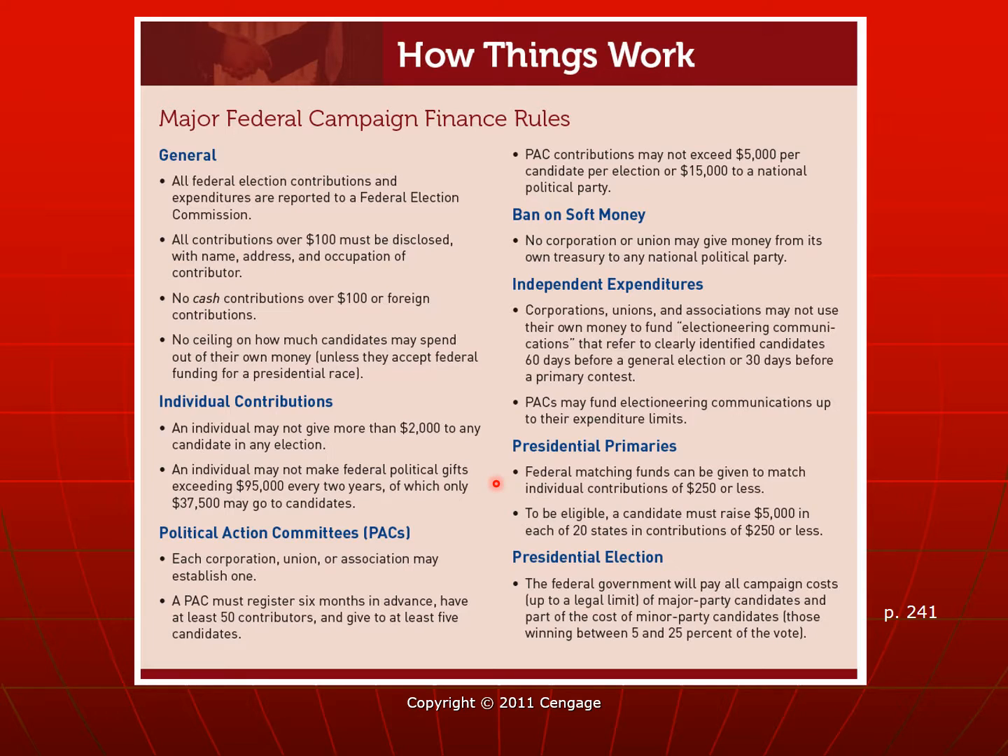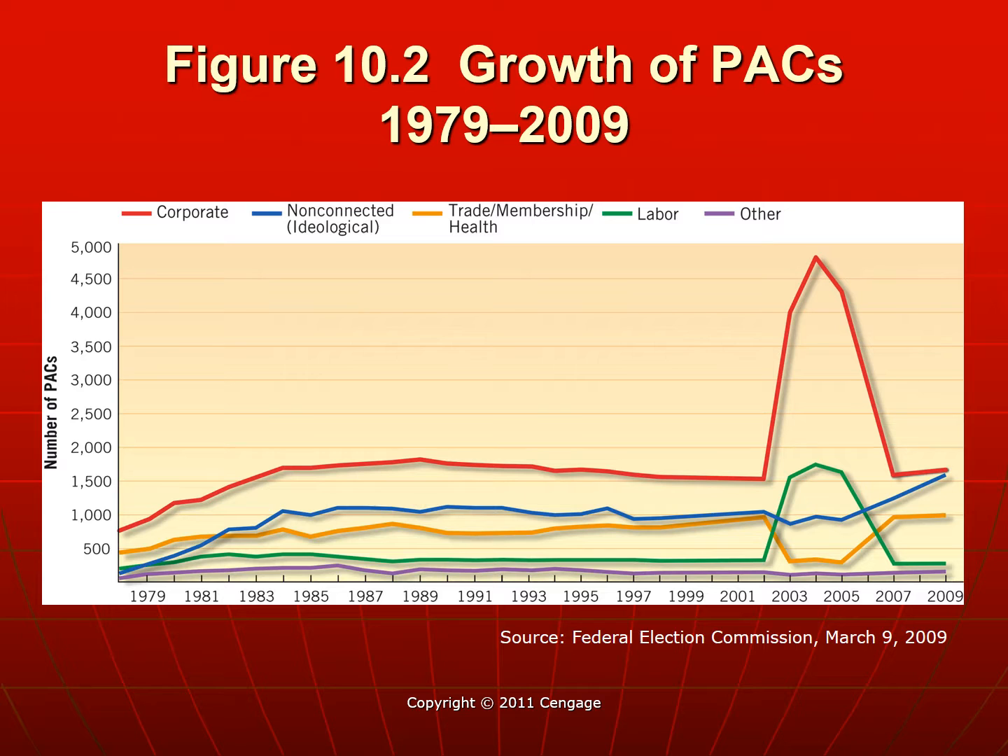Federal matching funds can be given to match individual contributions of $250 or less. To be eligible, a candidate must raise $5,000 in each of 20 states in contributions of $250 or less. The federal government will pay all campaign costs up to a legal limit for major party candidates and part of the cost for minor party candidates whose winning is between 5 and 25% of the vote.